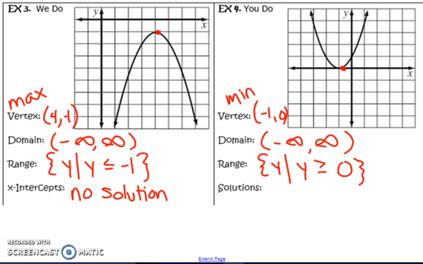Now, my solutions, it only crosses the x-axis at one spot. So that means I only have one solution, and that's going to be -1. This would be when we factor our quadratics and we get two of the same factors in parentheses. We only have one solution.